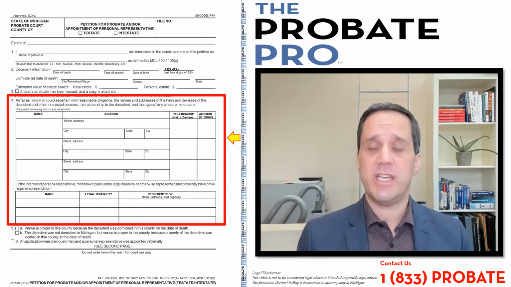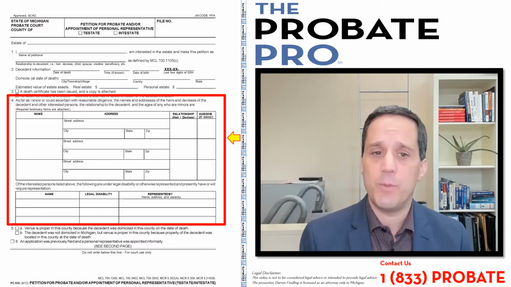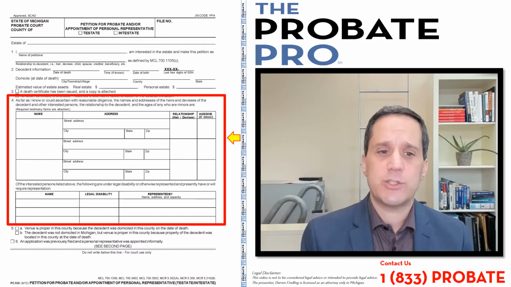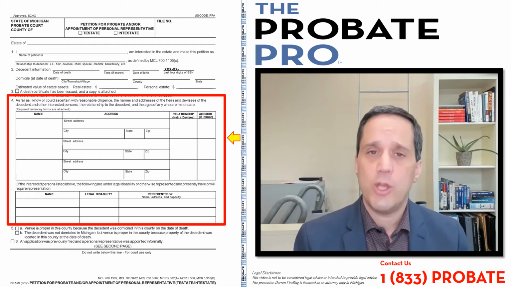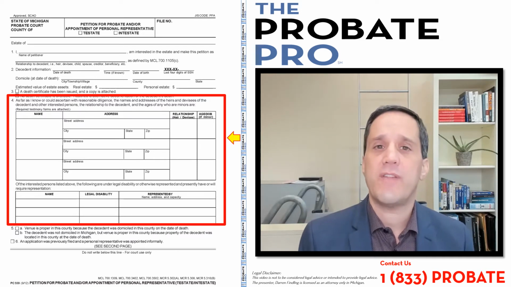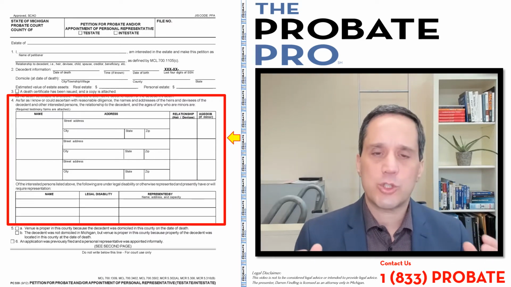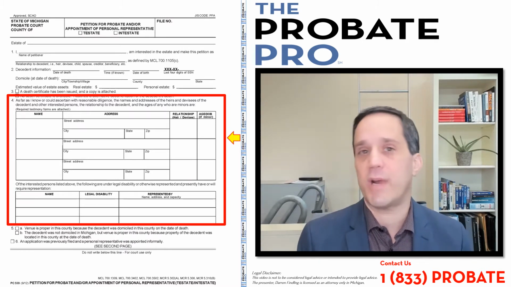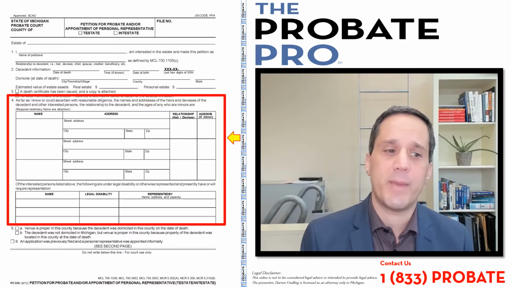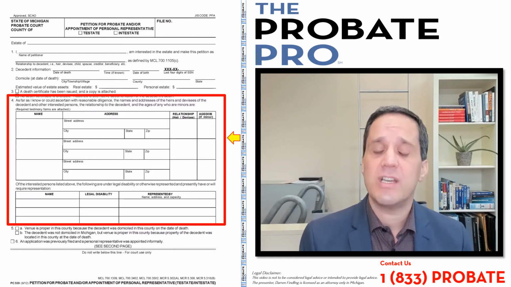The next section is a really important section. It's an identification of the interested persons within the estate. And again, this section is often done incorrectly. You have to identify all the heirs and devisees. You have to identify all those that are entitled to notice under the court rules and statutes. So it's critical that you understand Michigan's prioritization and who has the right to notice of the commencement of a probate estate. You have to put their name down, their address, their relationship.